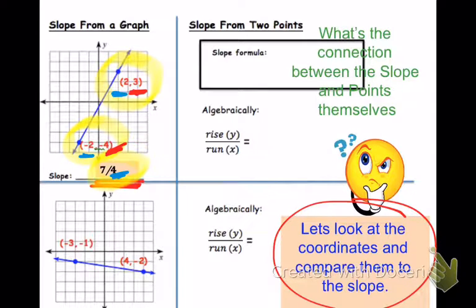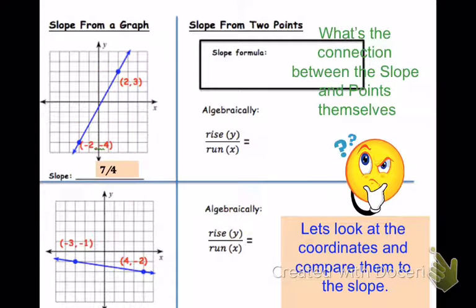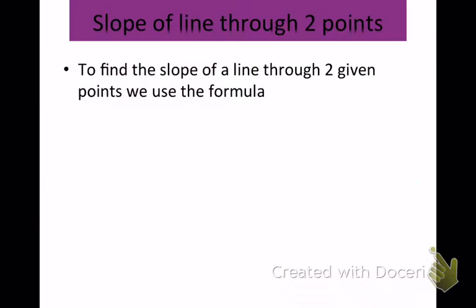So let's go ahead and write down the formula. You may have seen it in the past, but here it is again in case it looks familiar. We want to find the slope through any 2 points. We use the following formula. We subtract the y values of the points, and then we subtract the x values of the points.